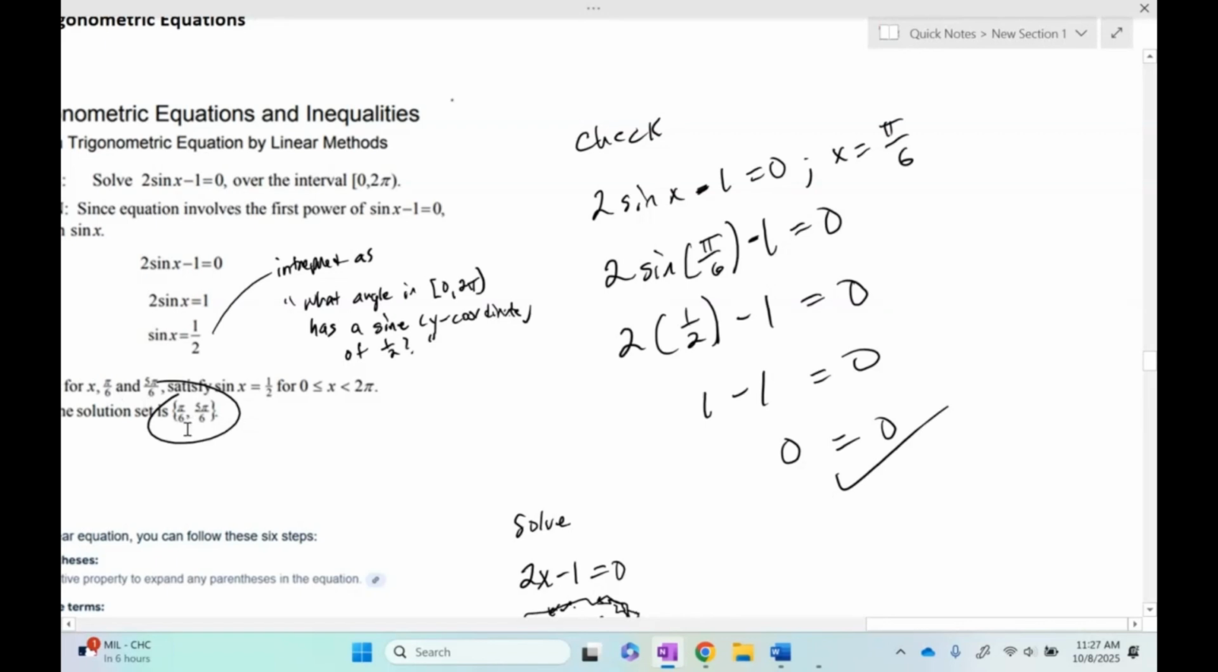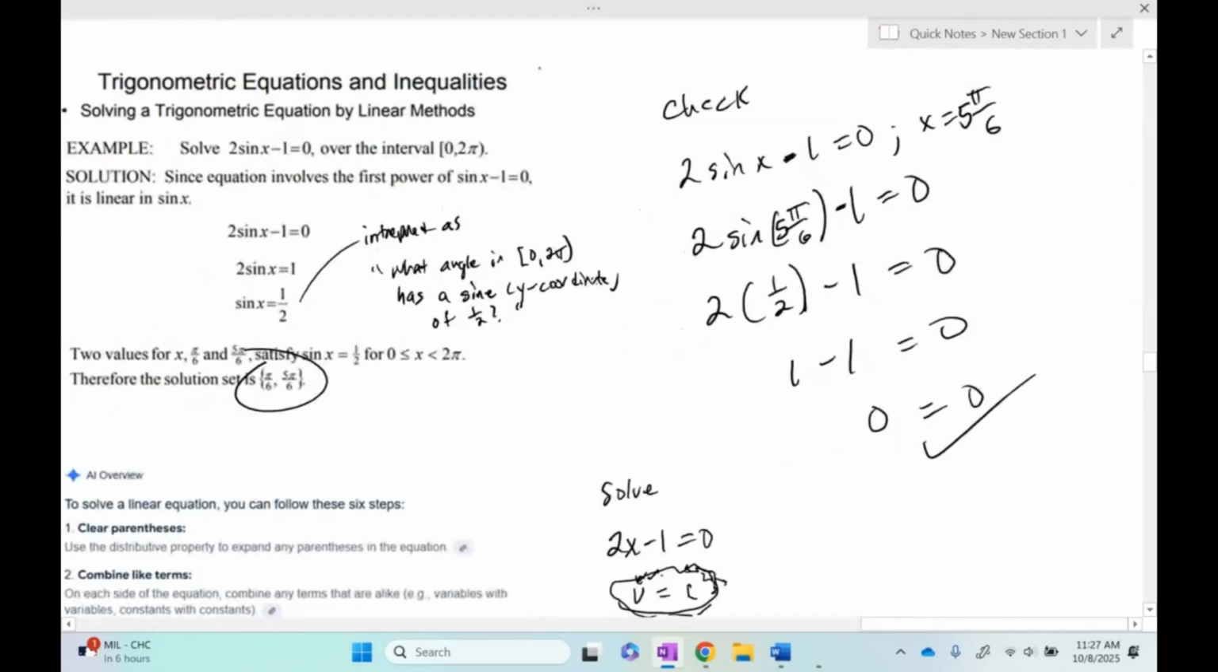5 pi over 6 is also a solution. All right, 5 pi over 6, if I were just to pencil whip that a little bit, it still has a sine value of 1/2. So 5 pi over 6 would check out as well. All right, and that's the linear method.